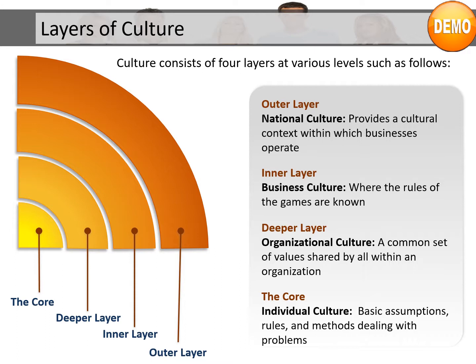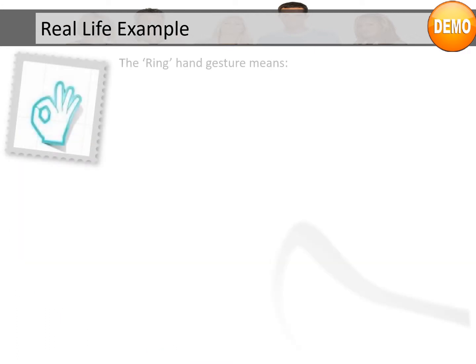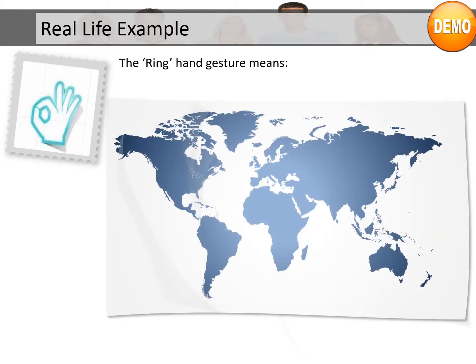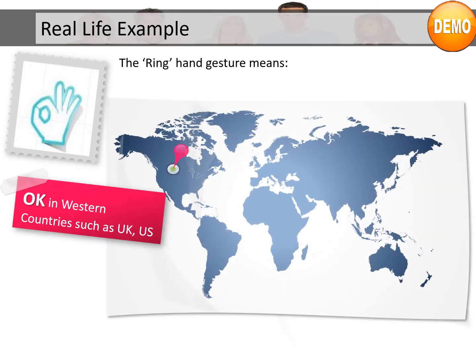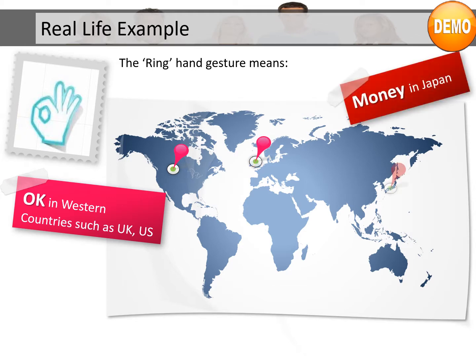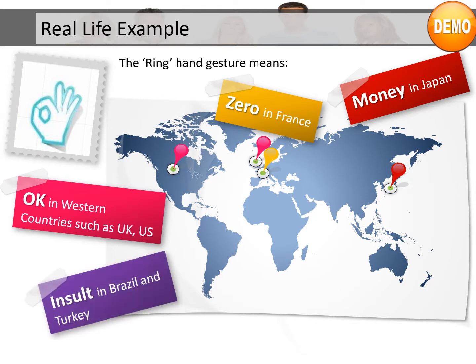The ring hand gesture means OK in Western countries such as UK and US, money in Japan, zero in France, and insult in Brazil and Turkey.